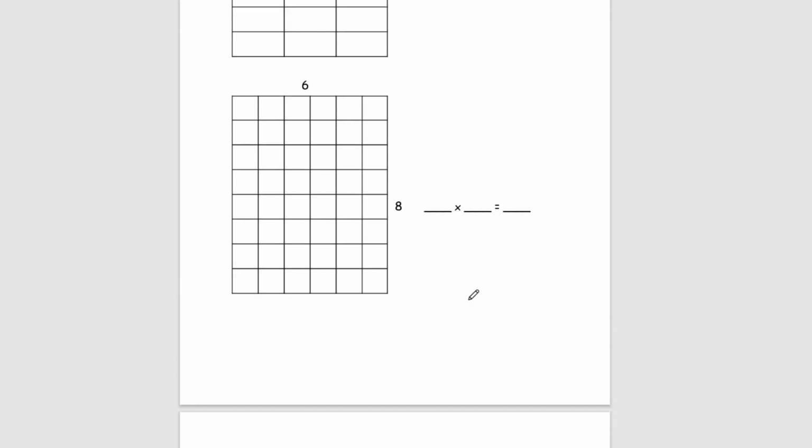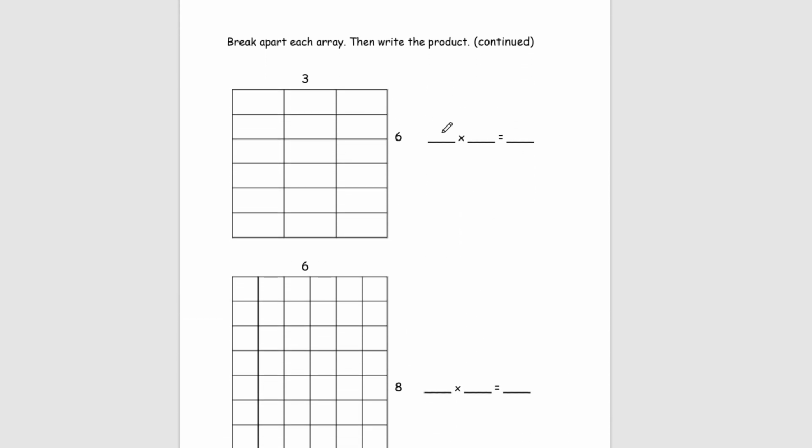This next page we're doing the same thing. So let's plug in 3 and 6 right here. And let's count 6 rows of 3s. So 6, 12, 18. That's our answer.